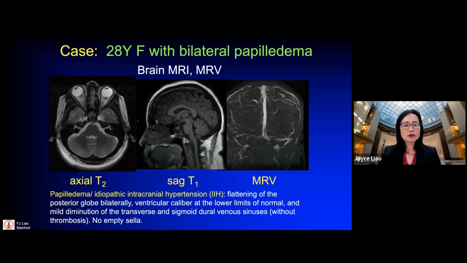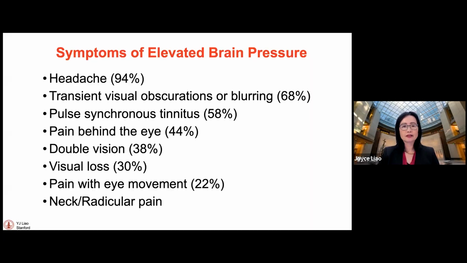And so she was diagnosed with something called idiopathic intracranial hypertension, or IIH, which is swollen optic nerves as a result of elevated brain pressure, but not associated with a tumor or a specific etiology. The symptoms of elevated brain pressure could include headache, which is the most common symptom, transient vision loss or blurring of vision, a ringing in the ear or pulsatile tinnitus, other symptoms such as double vision or neck pain.